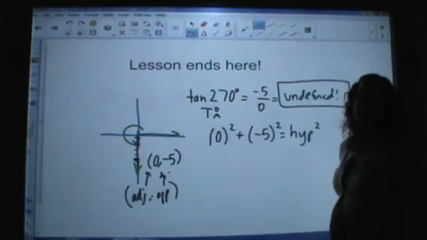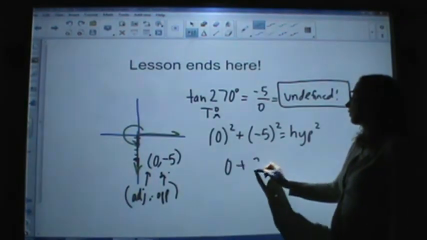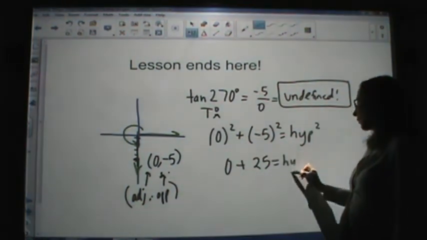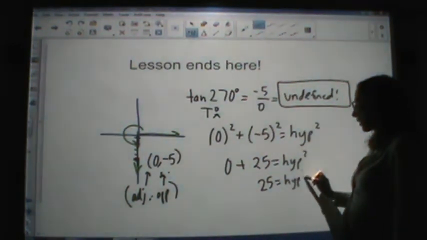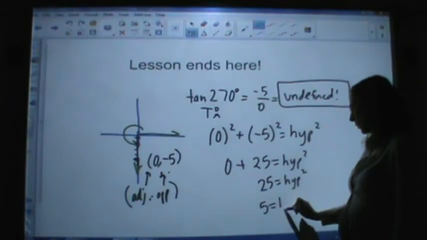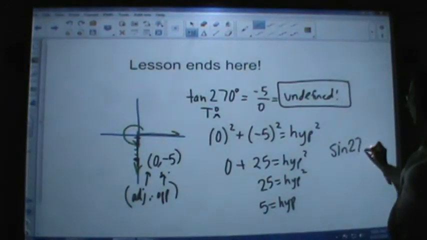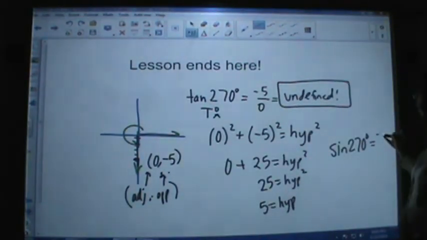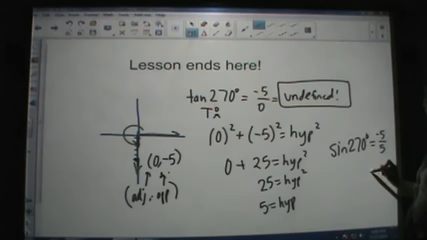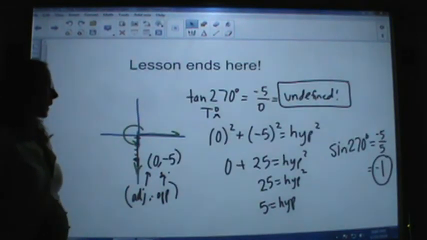If I had asked for the sine or something, then we have to go through this process and figure out the hypotenuse, which is, of course, 5 again, because no matter the direction we went in, the hypotenuse should always be positive. And so if we were asked, what's the sine of 270 degrees, we'd say opposite, -5, over hypotenuse, +5, and we get -1. Again, it's the kind of thing you can confirm in a calculator should you wish to.